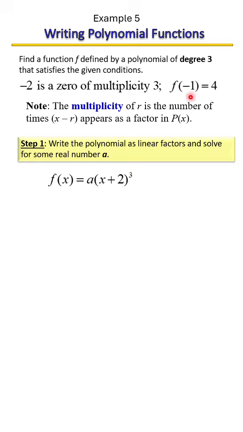They gave us an input, an x value of -1, and they gave us an output, a y value of 4. So we're going to remove f of x and replace it with 4. We're going to remove the x and replace it with -1. When we do so, it's going to look like so.